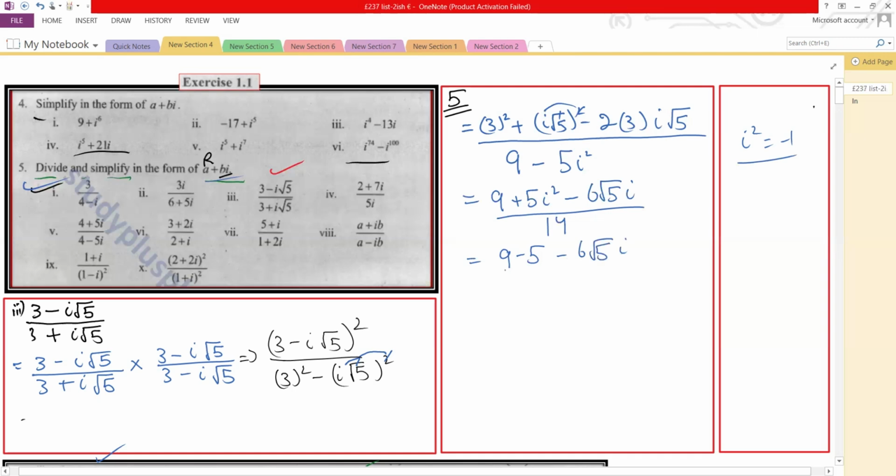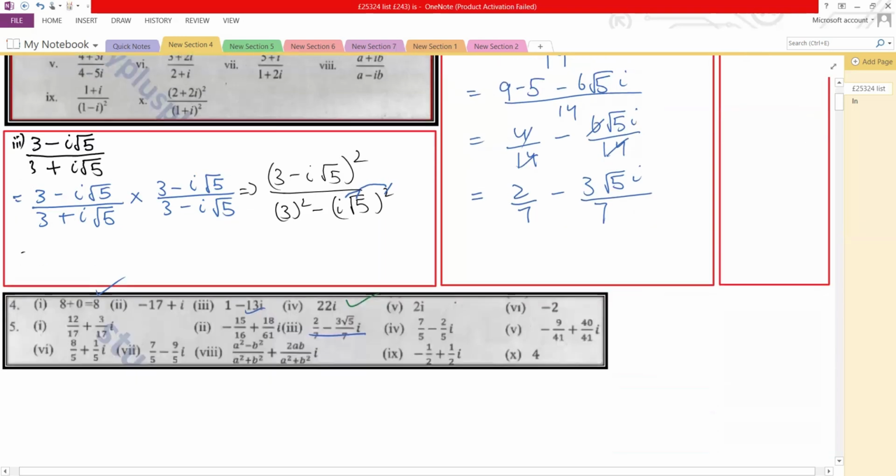9 minus 5 is, students, you know that it will become what? 4. So 4, we will again separate this denominator in both sides as we have done in the previous question, divided by what? 14. So both are even numbers, so you can cancel out like this, and you can write 2 by 7 minus 3 under root 5 iota divided by what? It will become also 7. Okay, so both sides you will cancel out. So this was question number 5, part number 3.